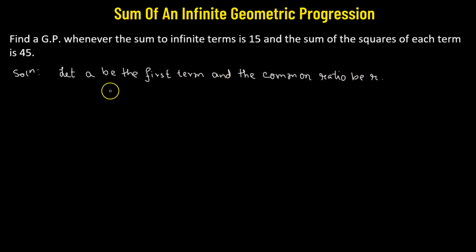We're going to specify the first term by the letter a in lowercase and the common ratio by the letter r in lowercase. So it's given here that the sum to infinite series, that means S infinity, is 15, and the sum of the squares of each term is 45. If the first term is a, the next term will be a times r. The third term will be a times r squared. So we have to square each of them, and that adds up to a value of 45. So we need to find out the geometric progression.